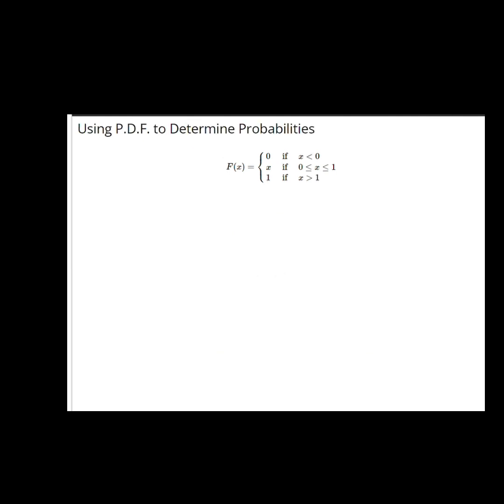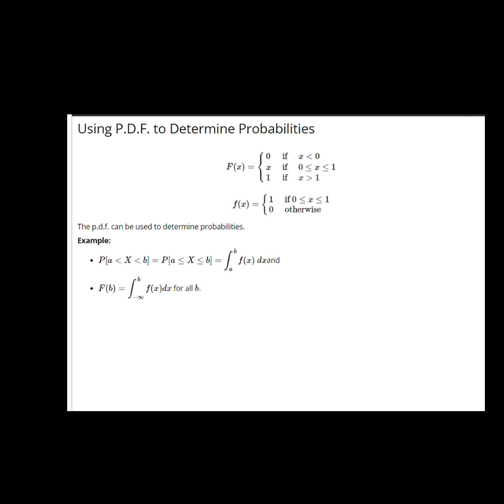You may start with the cumulative distribution function, or you could start with this probability density function described here and use that to determine probabilities. For example, the probability that x is between a and b is the integral from a up to b of f of x dx. Or if we wanted to obtain the cumulative distribution function from this density, we would integrate from minus infinity up to b f of x dx. Remembering, of course, in this case at least, that the integral from minus infinity to 0 contributes nothing, since the density function is 0 over that region.